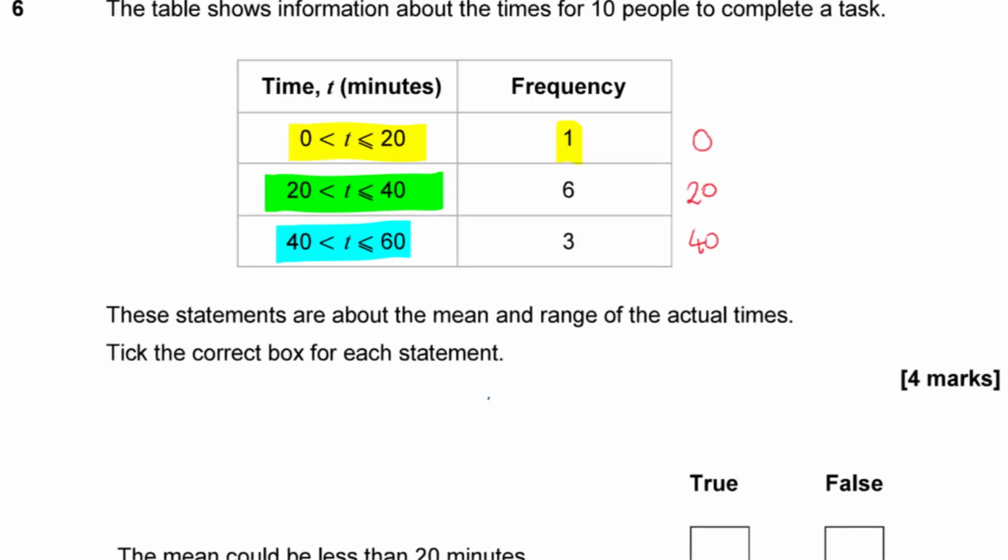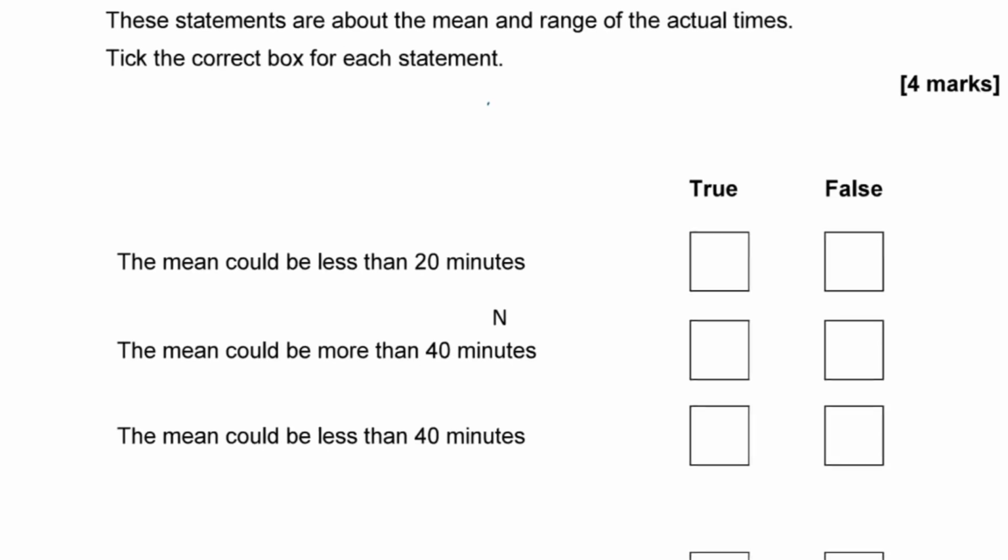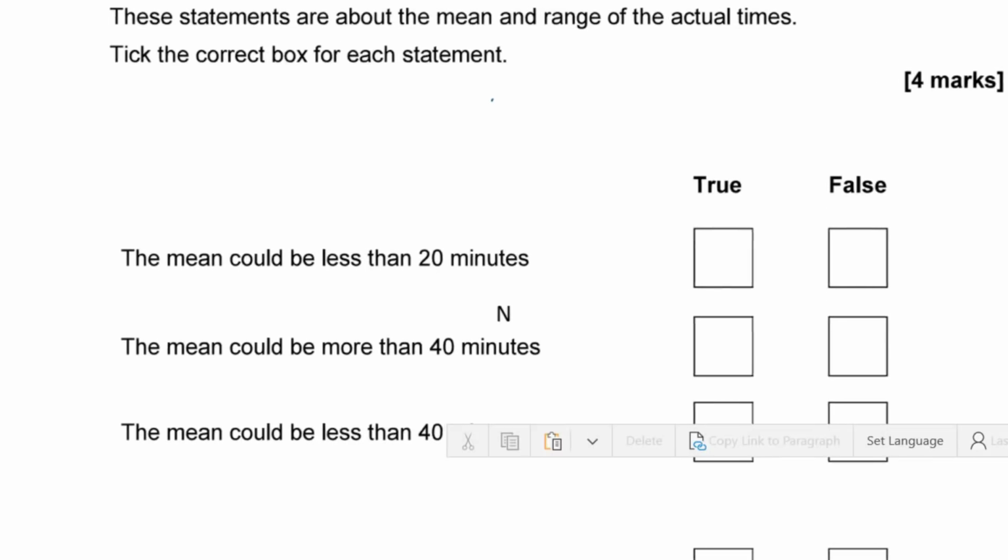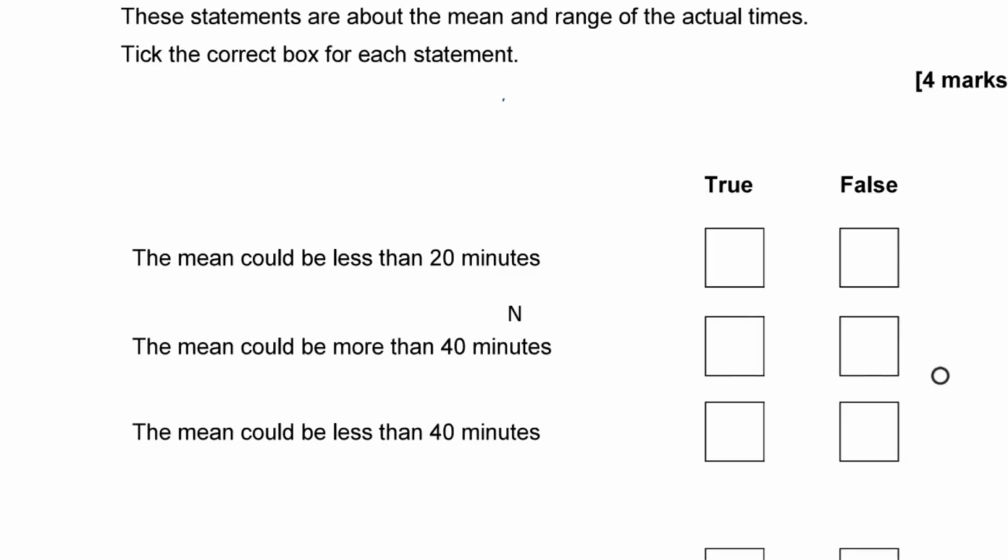Then multiplying those through, 1 times 0 is 0, 6 times 20 is 120, and 3 times 40 is 120. That gives you a total of 240 minutes. And if you divide that by 10, that's going to give you a mean of 24. So the mean cannot be less than 20 minutes, because if I take the smallest possible bounds, I only get a calculation of 24, so that's got to be false.